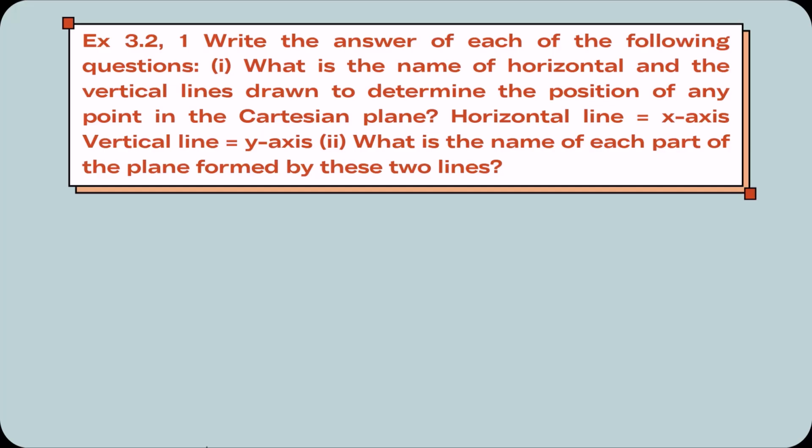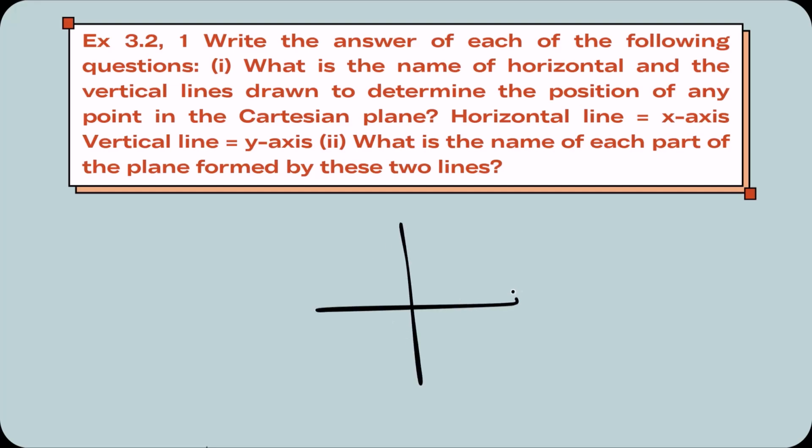What is the name of each part of the plane formed by these two lines? So the answer to this question is very simple, right? It is exercise 3.2, but what we're going to discuss is how these come about. An easy way to remember: whenever you get a question, draw x and y.